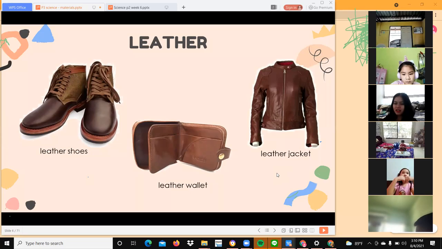Your mom and dad have leather bags and everything. I think you have a leather belt, right? All of you, especially boys. Boys, you have a leather belt, right? The one you use in your uniform, during school days. That's a leather belt, right? Okay, again, those are the materials made out of leather. We can get leather from the skin of animals like crocodiles, cows, and ostriches.